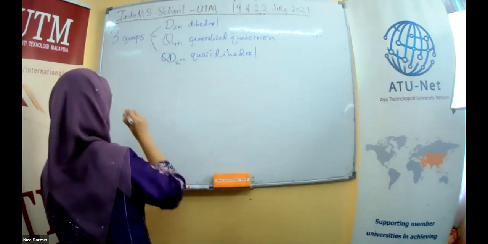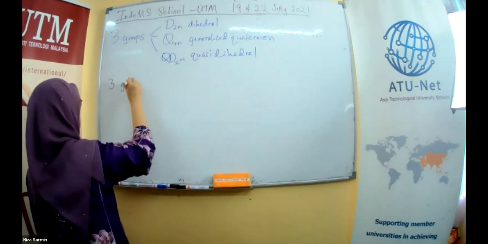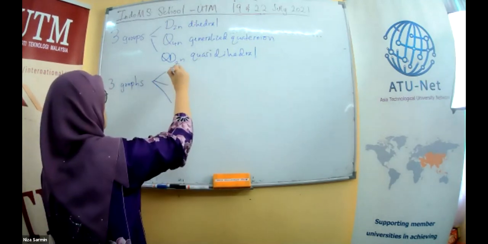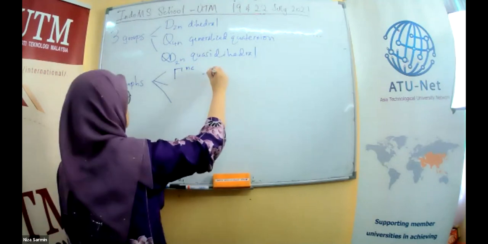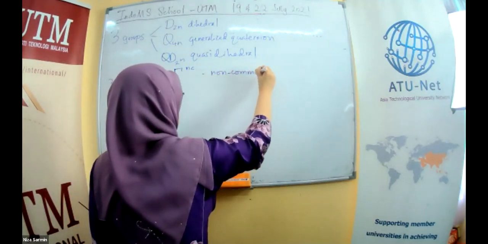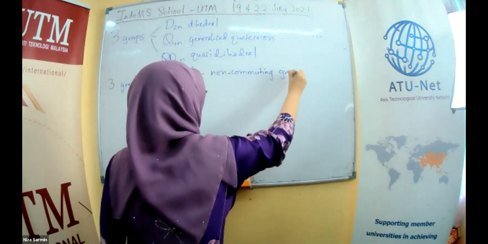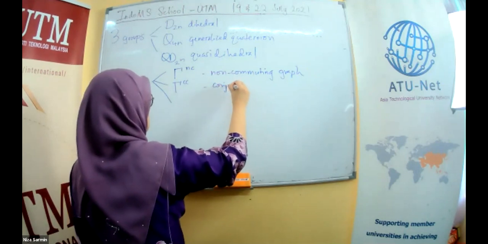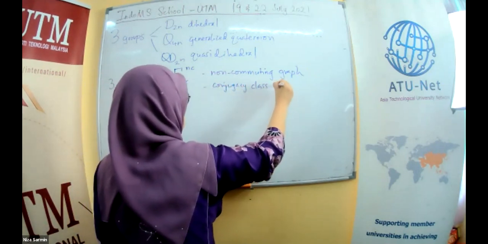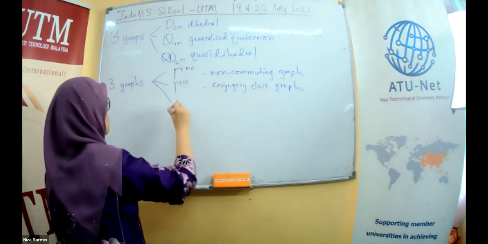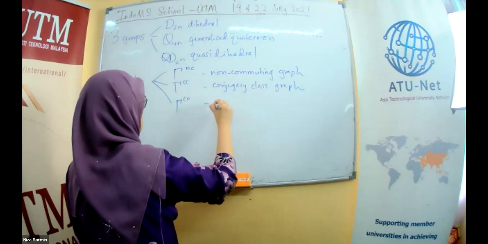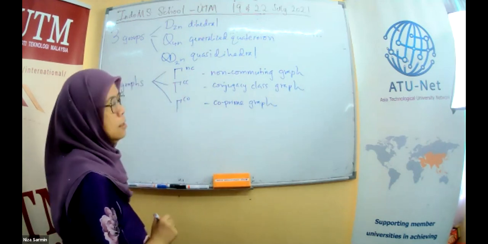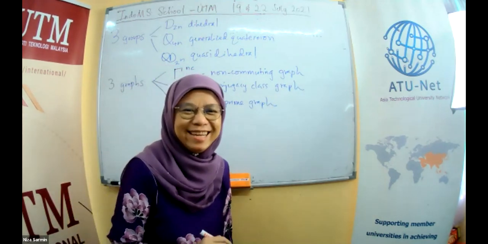All right. And we also have 3 graphs, right? Which are? Non-commuting graph, and then there's the conjugacy class graph, CC. Also, then the last is coprime, CO. Okay. Refreshing the memory.